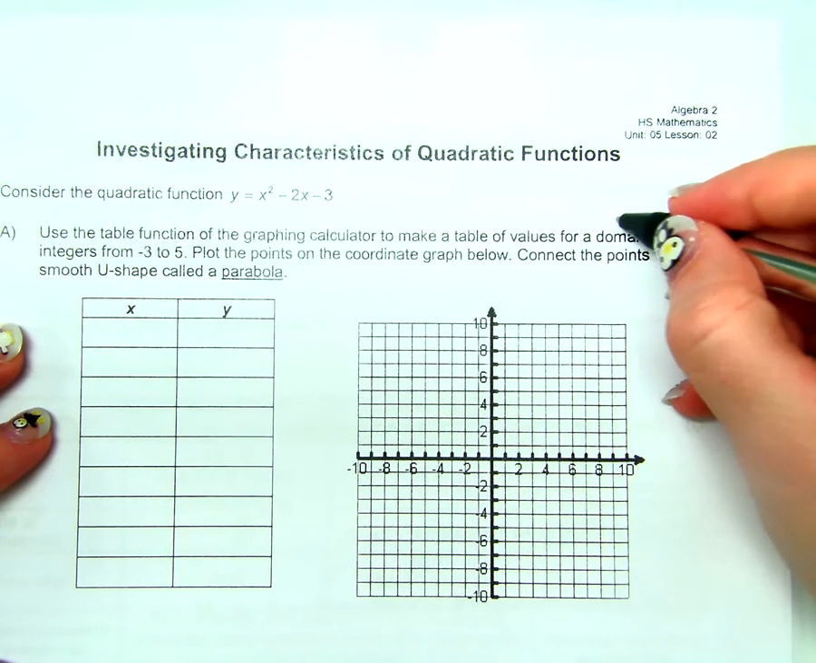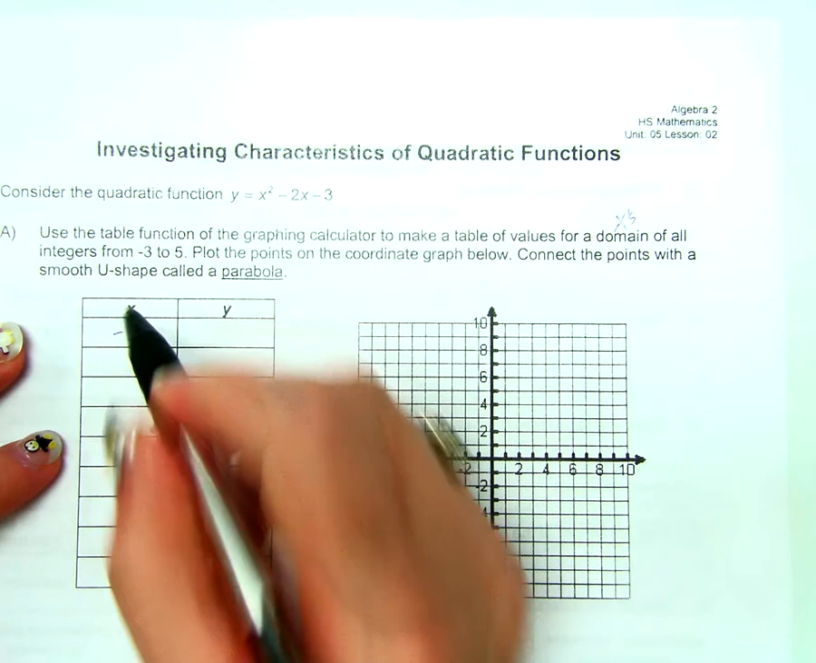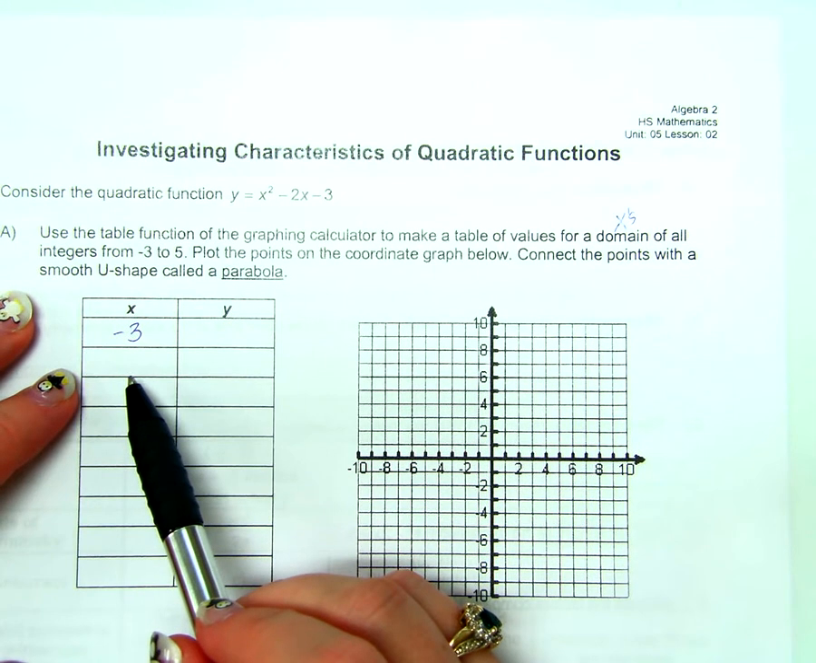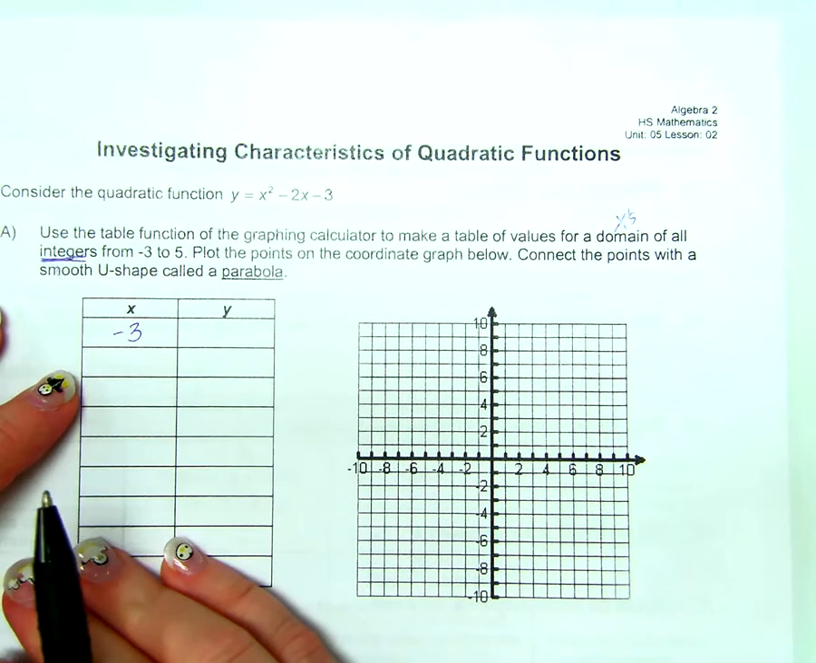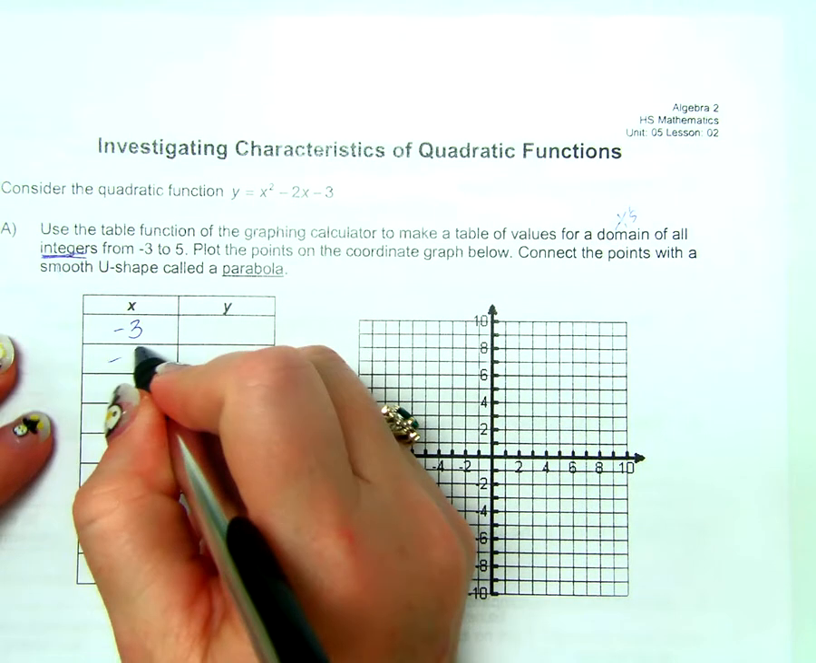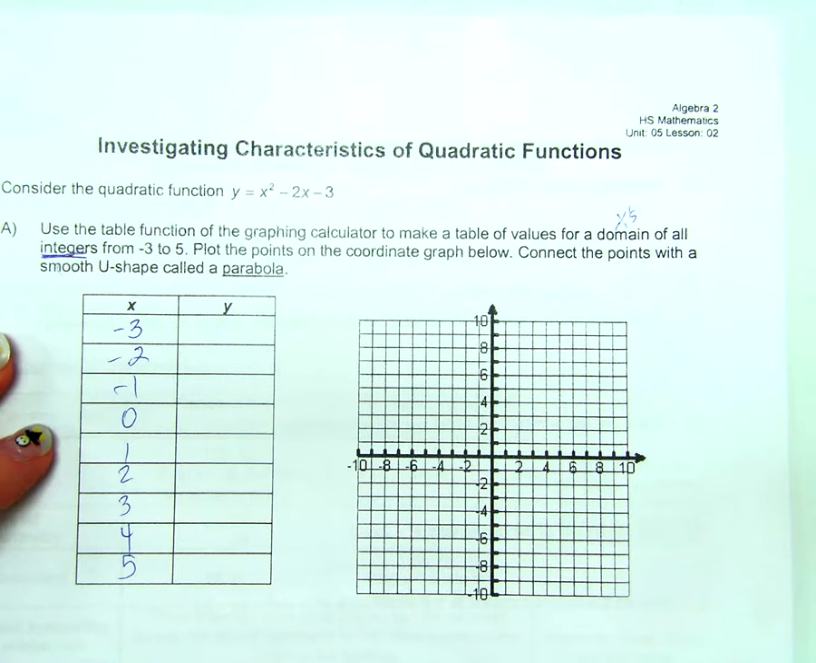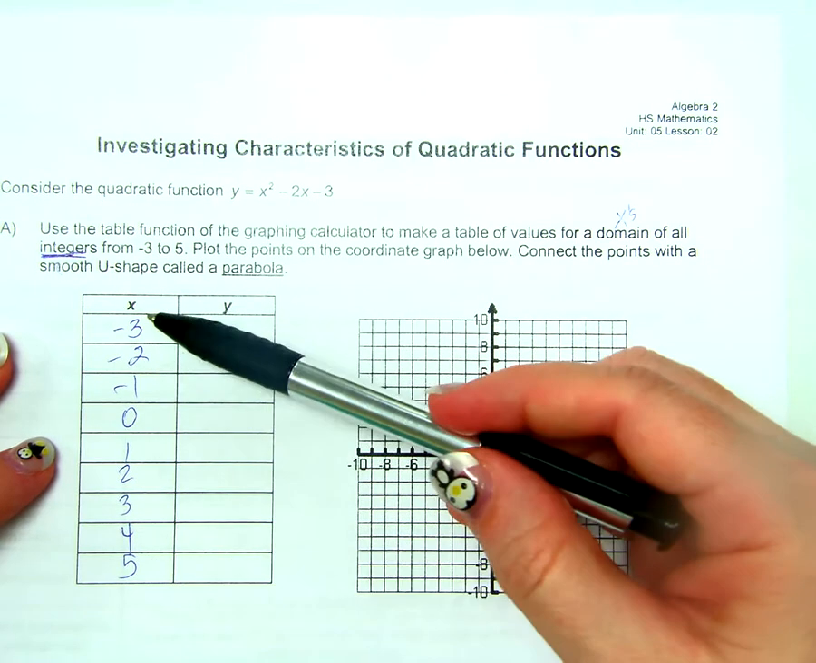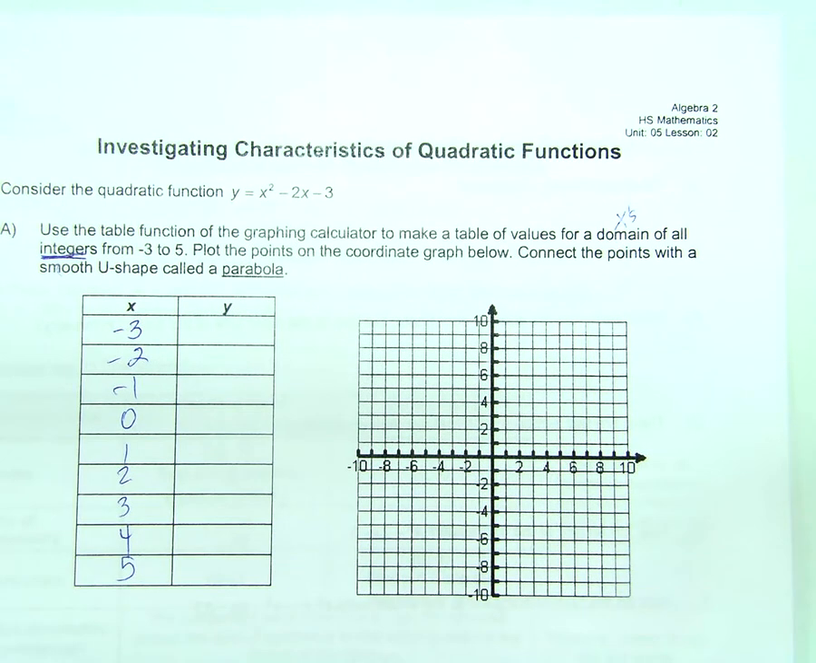Domain is what? My x's. So I need to start at -3. Do I have to do -2.5? How do I know that? Because it says integers, right? It just wants the integers, not any decimals or fractions, just integers. -1, 0, 1, 2, 3, 4, 5. And amazingly enough, there's exactly enough spaces to go from -3 to 5. Coincidence? I think not. Okay? We clearly are that awesome.